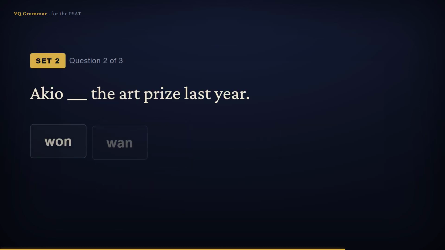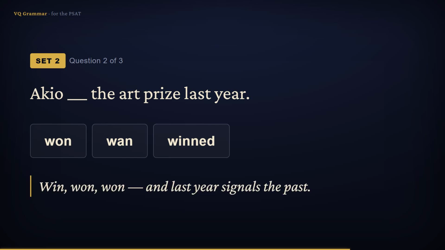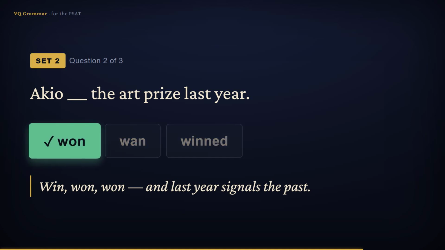Akio blank the art prize last year. There's no helper, and last year signals the simple past of win. For win, the past and the participle are the same, won. So the answer is won.